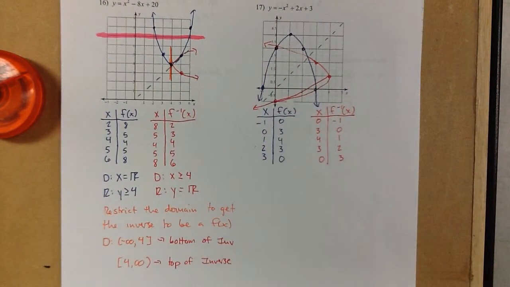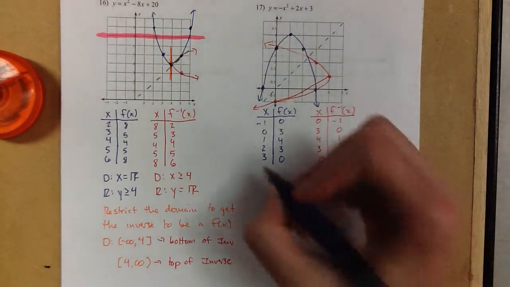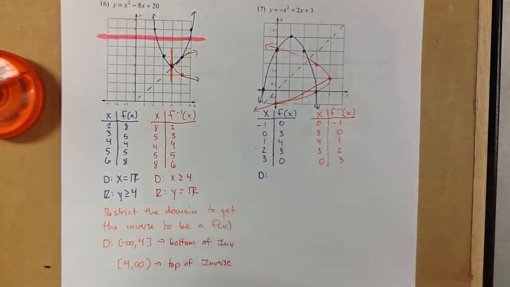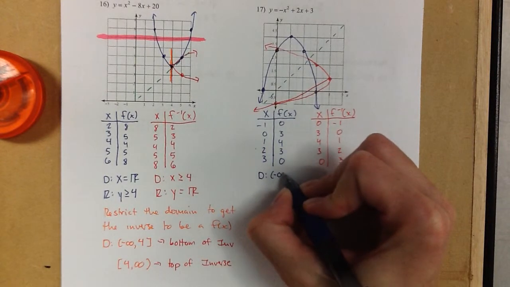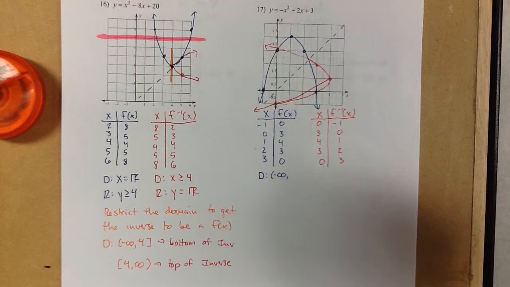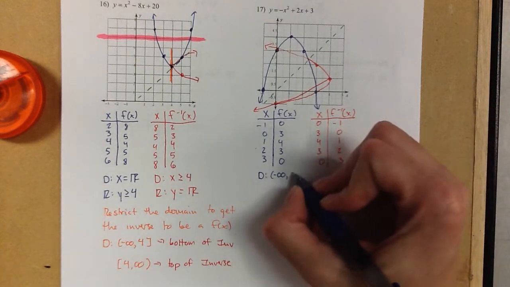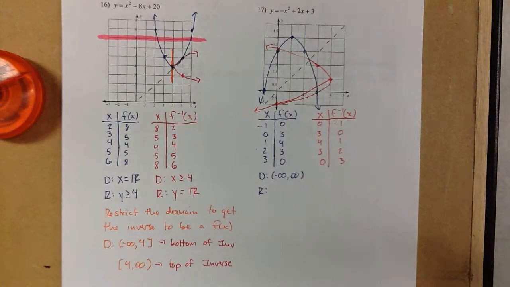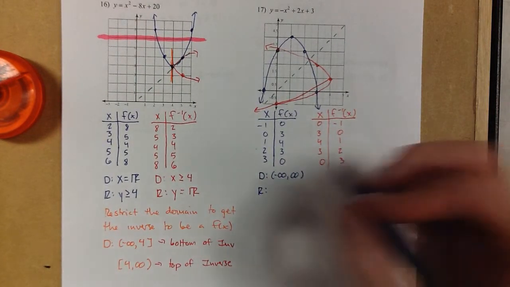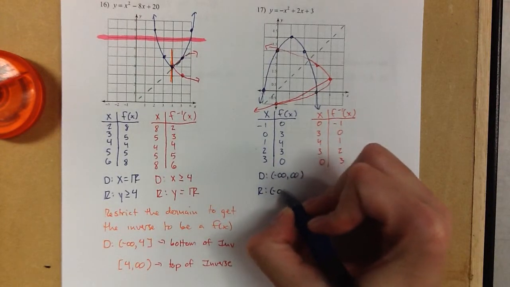So if I want the domain for my original graph in interval notation, what's my domain? Intervals. Try again. Negative infinity to your domain. Positive infinity. Positive infinity, thank you. What's your range? Negative infinity. Stops at 4. To 4.